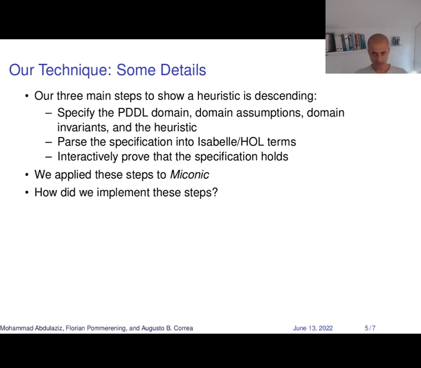And then after you do the specification, you parse the specification into Isabelle/HOL terms or theory files representing the specification in a language that Isabelle/HOL understands and allows you to formally reason about them. And then lastly, you interactively prove that the specification holds. That is to say, you interactively prove that the heuristic is descending. Now let me take you for a quick review of how we currently implement these steps, and I will use notions from a standard planning domain called Miconic, to which we applied our method.